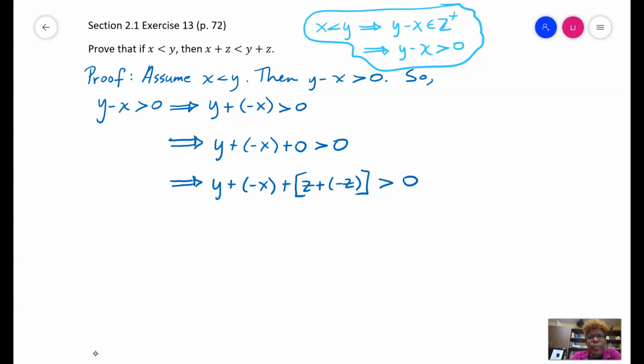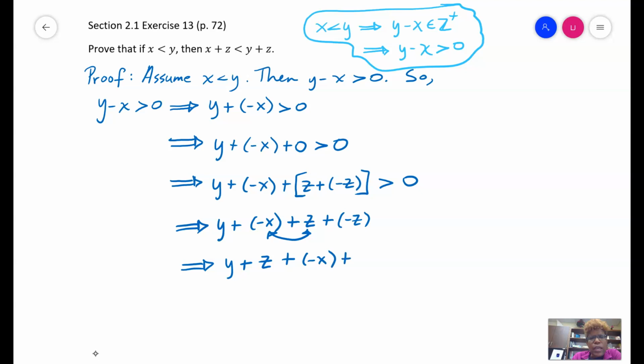Okay? And then from here, we're going to see where this leads us. This is going to be y plus negative x, or the inverse of x, I'll say, plus, well, the associative property says that I can regroup. I'm sorry, not the associative property. The commutative property says that I can switch these around. So the commutative property says y plus z plus a negative x plus a negative z. I'm going to back up and say this again.